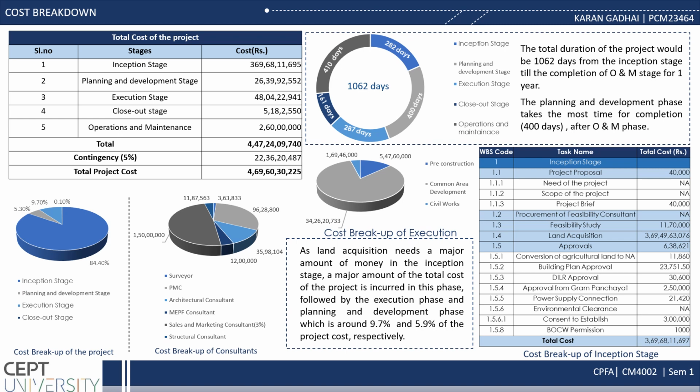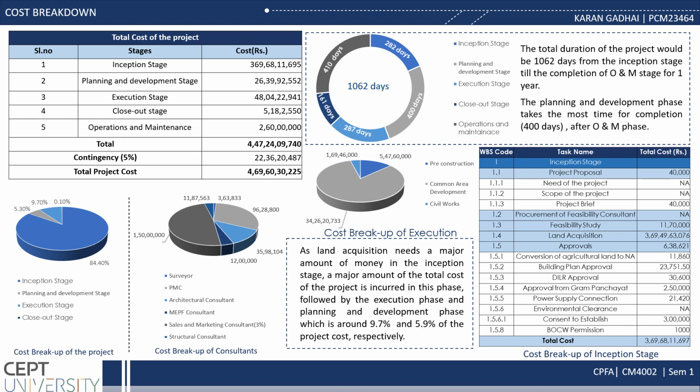After that, we calculated the total timeline of the project, that is 1062 days. It includes 400 days of operations and maintenance, 280 days. In this, you can see the inception stage is around 282 days. Then comes the planning and development stage, that is around 400 days. Then comes the closeout stage, that is 287 days. Then comes the operations and maintenance, that is 410 days.